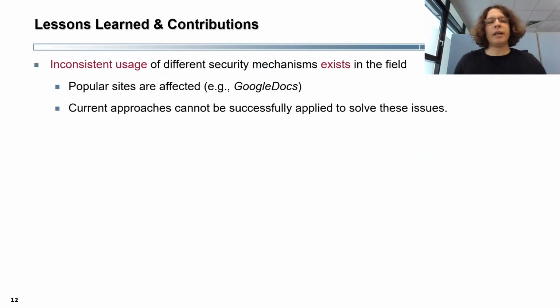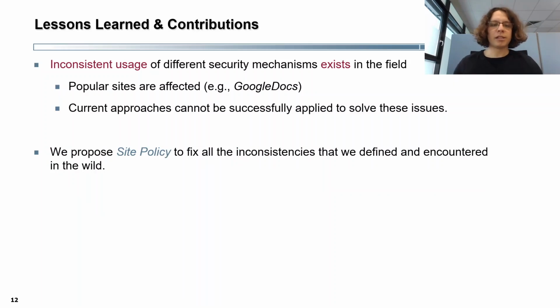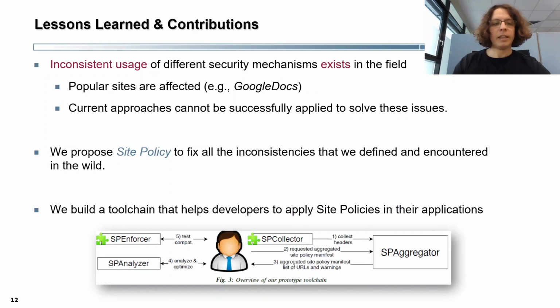So what did we learn? Inconsistent usage of different security mechanisms exists in the field, which means popular sites are affected, like Google Docs. And current approaches cannot be successfully applied to solve these issues. We propose a site policy to fix all these inconsistencies that we defined and encountered in the wild. And we finally developed a tool chain that helps developers now and maybe in the future to find inconsistencies in their own applications. So I would like to invite you to check out the source code and the tool chain, which you can use to find inconsistencies on your own page.